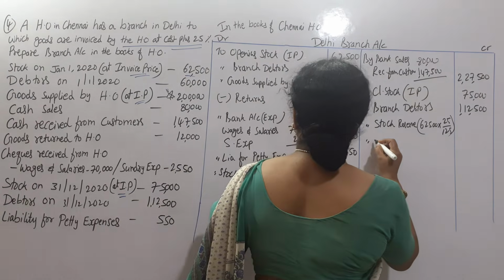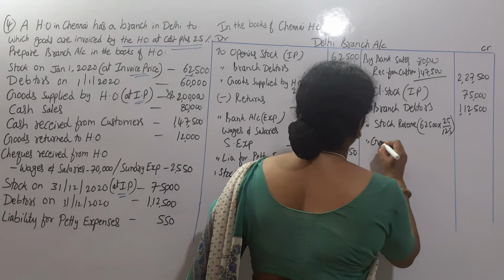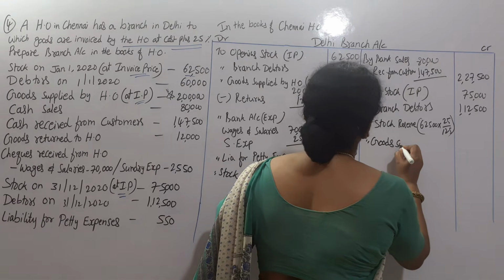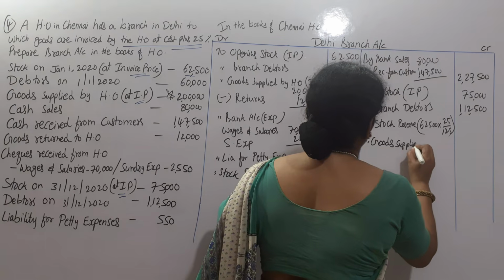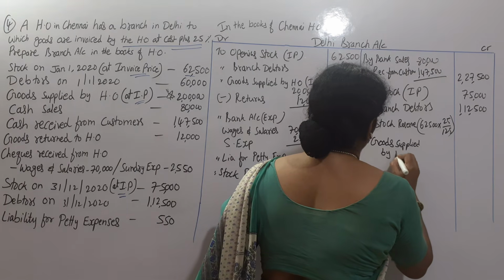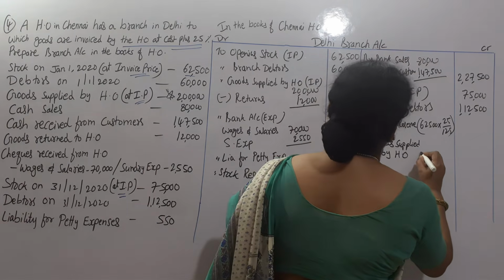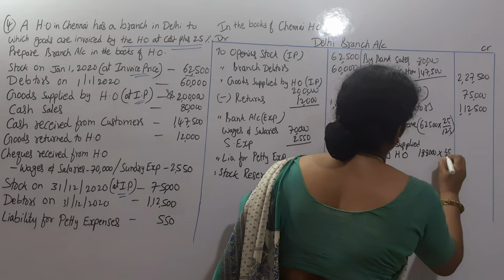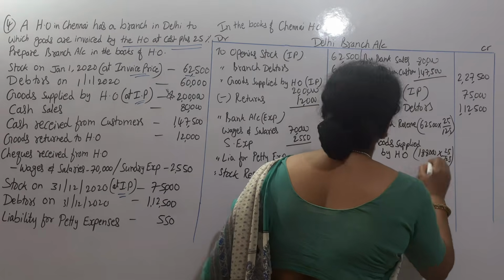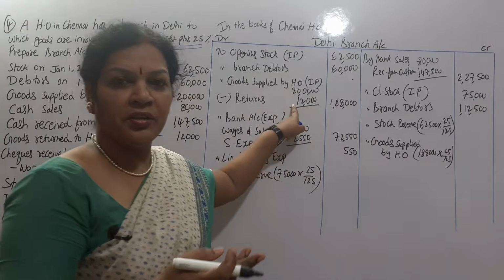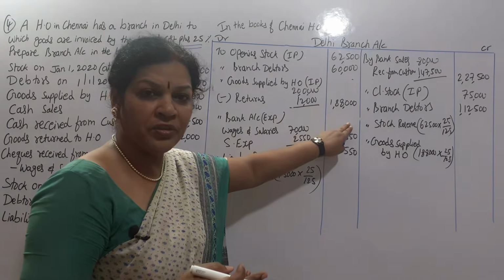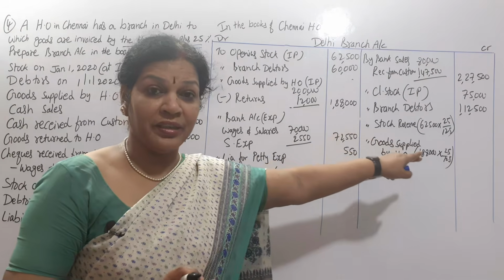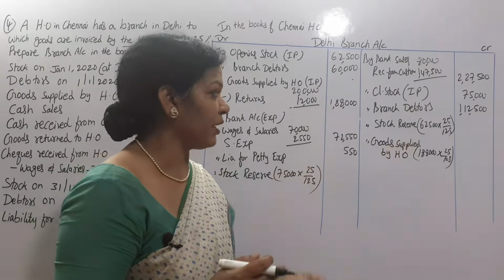So by goods supplied by head office, 1,88,000 into 25 by 125. It returned 12,000 is already returned. So altogether how much they received? 1,88,000 only. On 1,88,000 how much extra is there, that we are calculating.